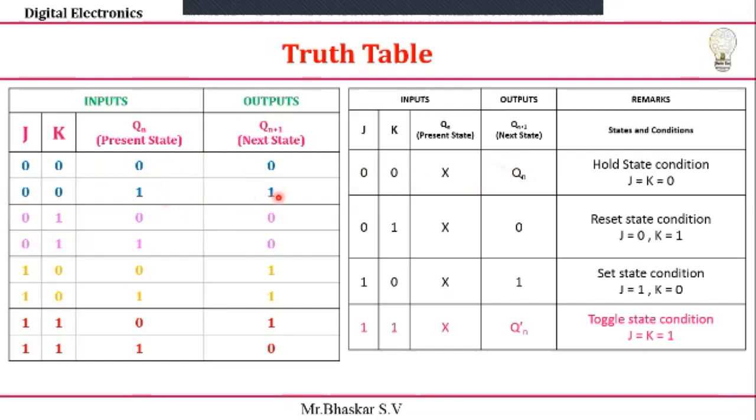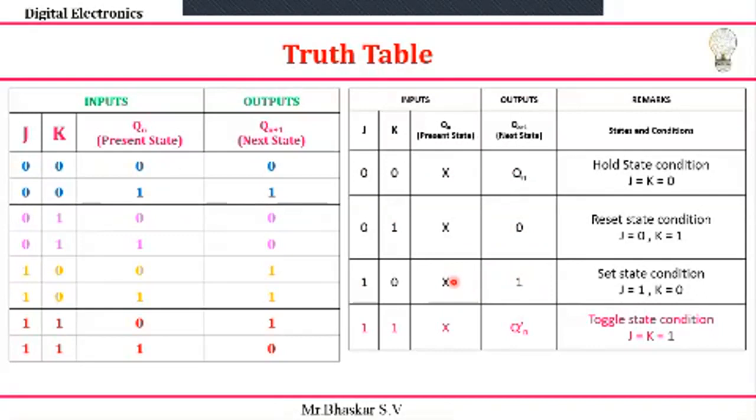Okay. Next, suppose my K value is 1, then it is a kill. Whatever the value of the present state, the next state value is 0. Suppose the J value is 1, it is nothing but jump. So the output value will be 1, and the present state is either 0 or 1. Next, JK value 1 1 is nothing but the toggling condition. Suppose previously Qn is there, next it is Qn dash, so automatically it will toggle.